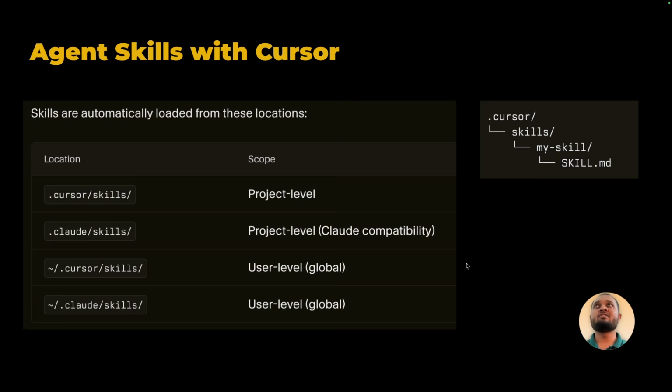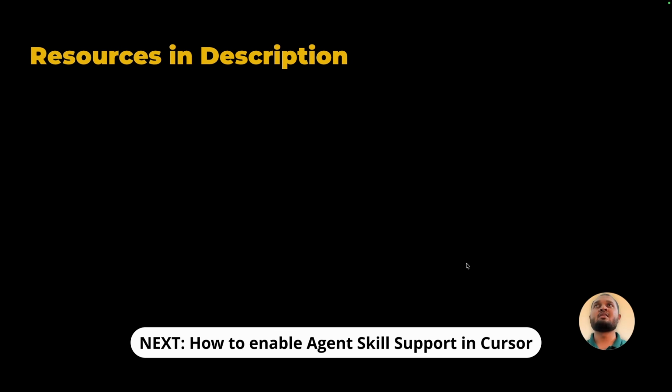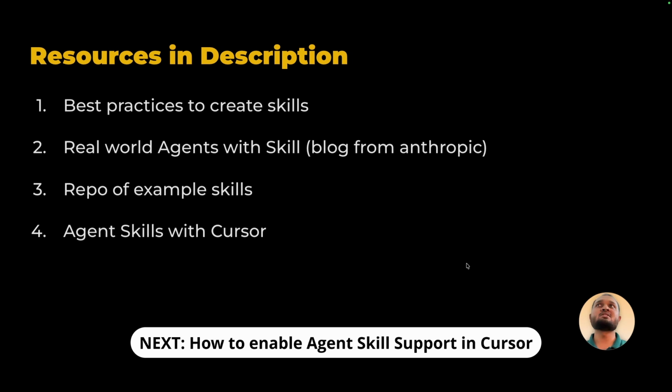At the end, I will give you all the resources in the description. Resources are best practices to create skill. It is a very interesting read from Anthropic. Second is also a blog from Anthropic, real world agents with skill. Third one is a GitHub repo, which contains a lot of example skills, a lot of very useful skills actually. And the fourth one is how to use agent skills with Cursor. And this is a blog from Cursor.